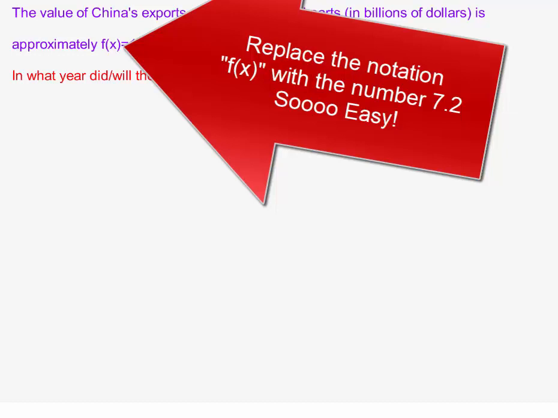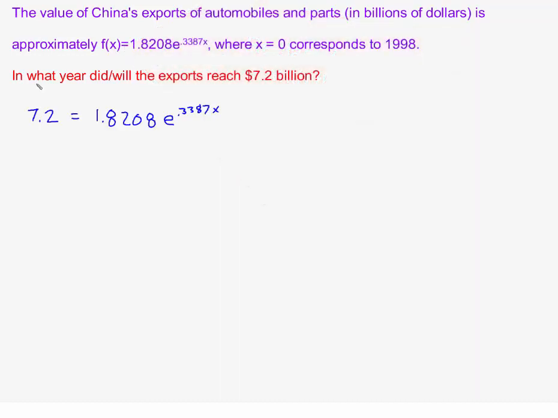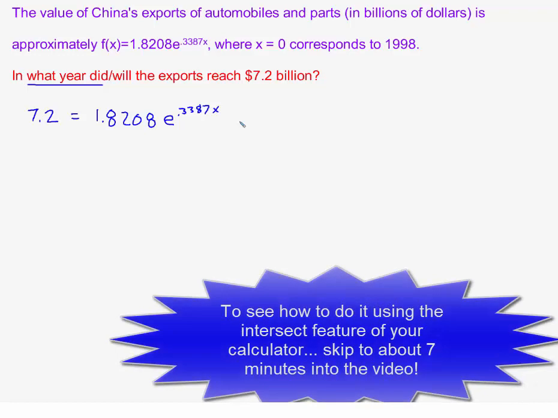So where you see the output notation f of x, I'm going to simply replace it with 7.2 and then copy the rest of the equation. Now, since we're supposed to find out what year the exports reached $7.2 billion, that means we need to solve for x, which represents time. I'm going to solve this two different ways. First, I'm going to do it by hand and show you what the answer would look like without doing any rounding whatsoever. Then, I'll show you how to use the intersect feature on your calculator to get the same answer.